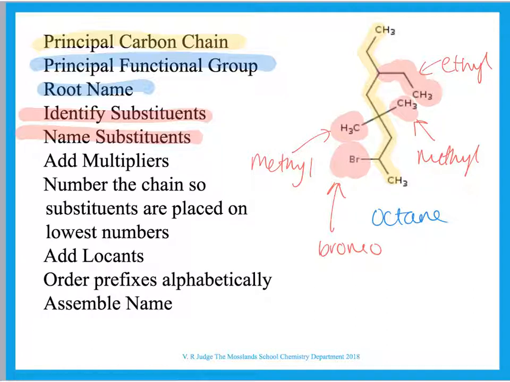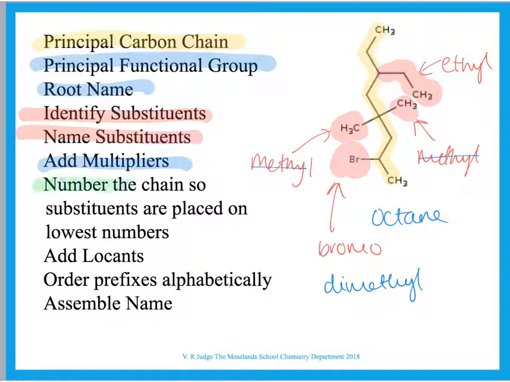Okay, so we've named all your substituents and all your branching of your chains. Your next one is to add your multipliers. So anything that you've got that's more than 1, you need to put a multiplier in. So we actually don't just have methyl, we have dimethyl. That covers those 2, and your ethyl's on its own, so that's fine.